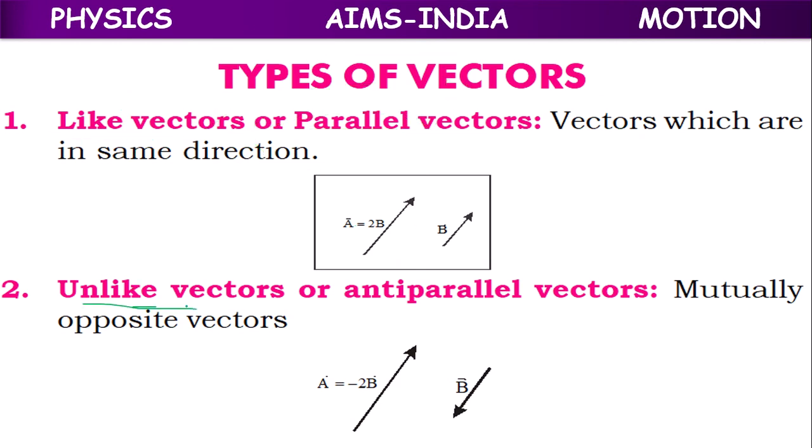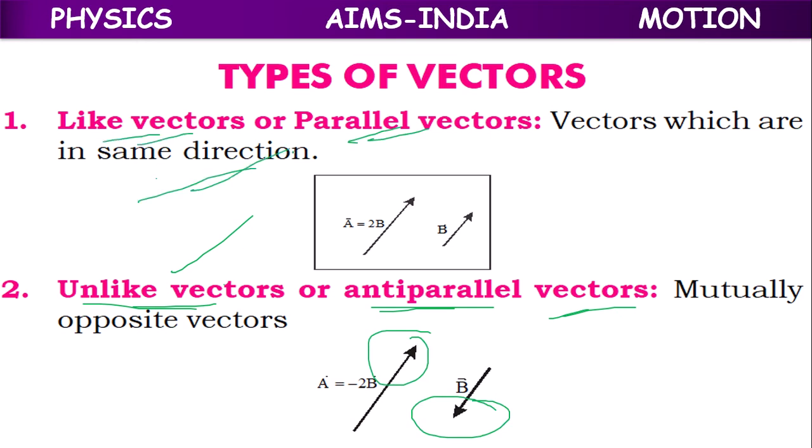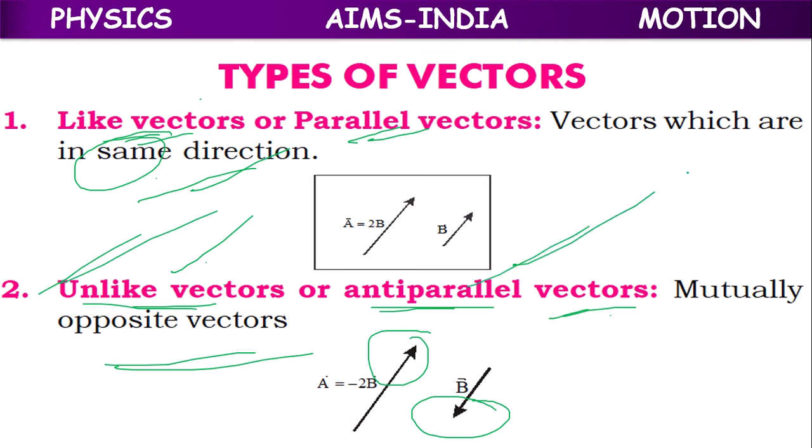Next, second type, unlike vectors, or anti-parallel vectors. Means opposite vectors which are not pointing in the same direction. Not pointing in the same direction means pointing in opposite directions. Pointing in opposite directions, they are called unlike vectors or anti-parallel vectors.